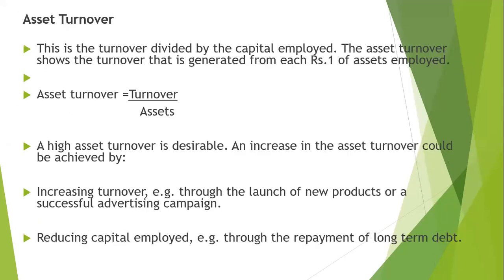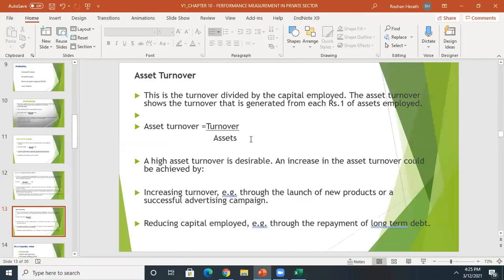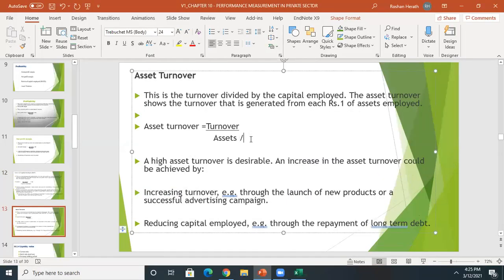The asset turnover is the turnover divided by the capital employed. The asset turnover shows the turnover that is generated from each 1 rupee of asset employed. So the asset turnover here they have taken as turnover divided by asset. Even you can replace this with the capital employed.